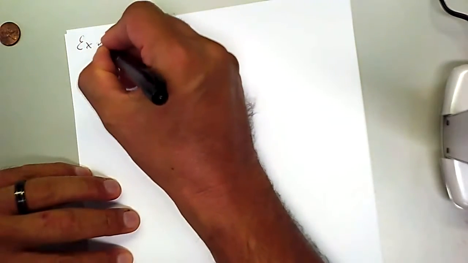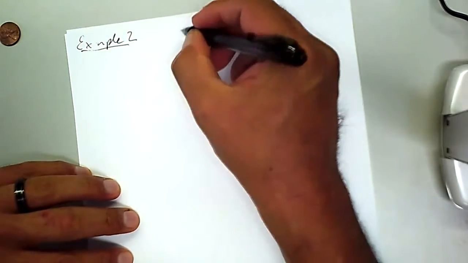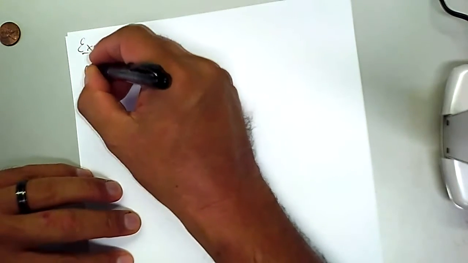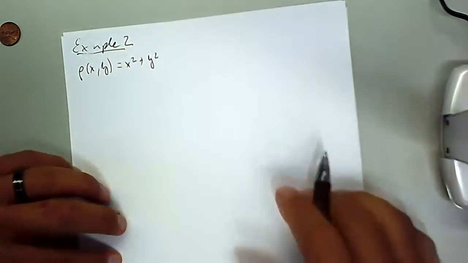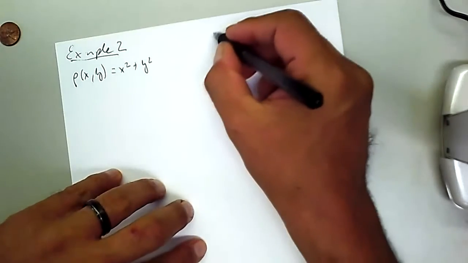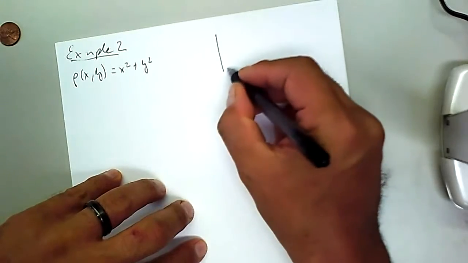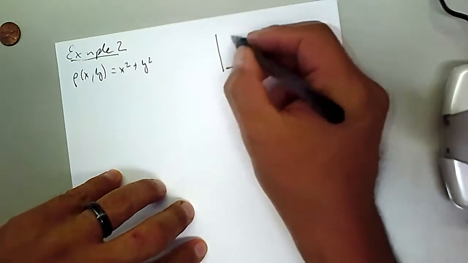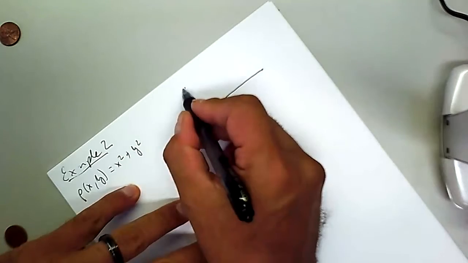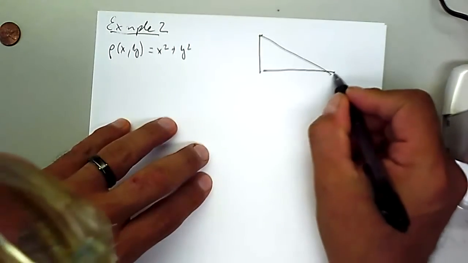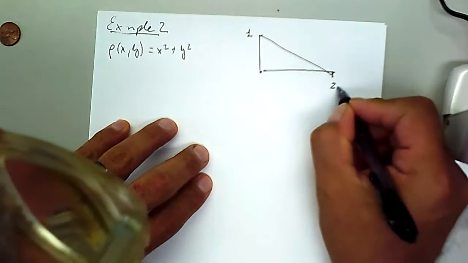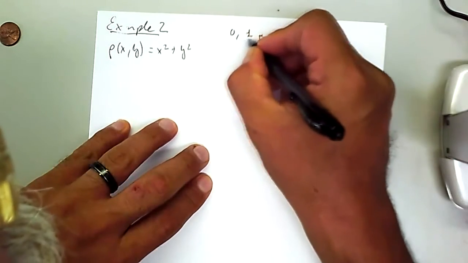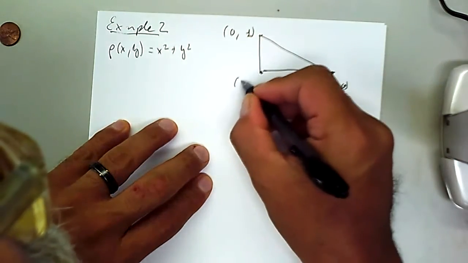Let's do a second example. The density will be the same. But now we're going to cut. We're going to have a different plate. We're going to take the original plate we had, and we're going to cut it diagonally this way. So we're going to go 2 units, 1 unit, origin. So 2, 0, 0, 1, 0, 0.